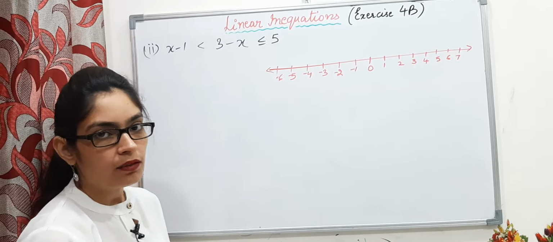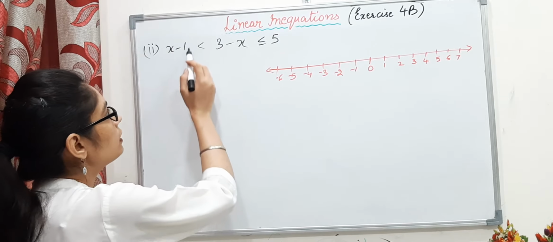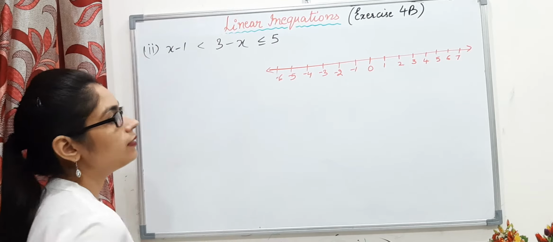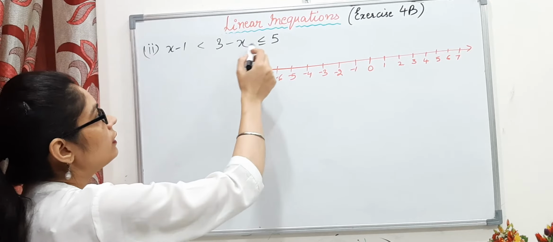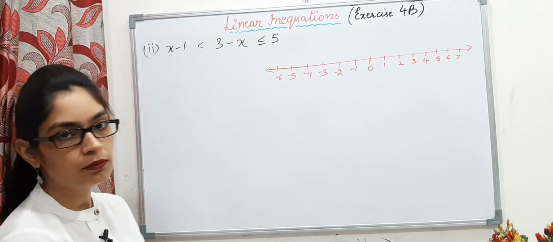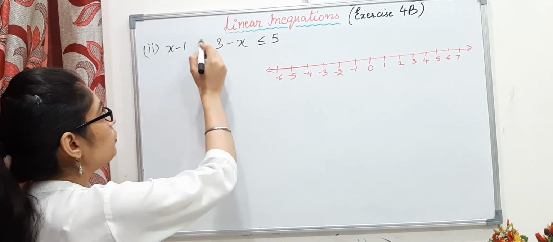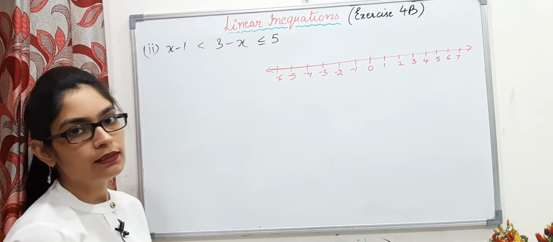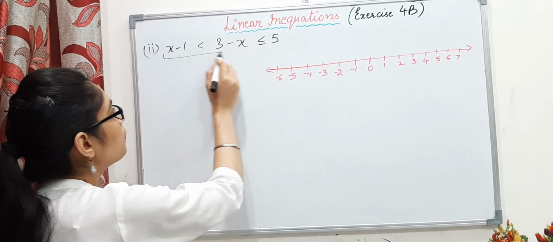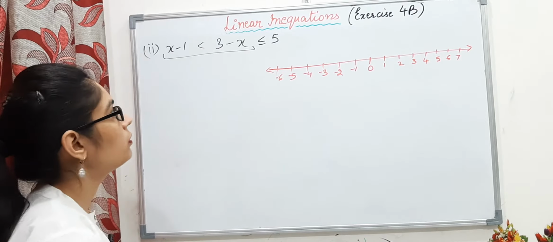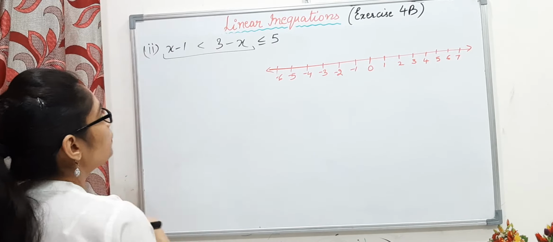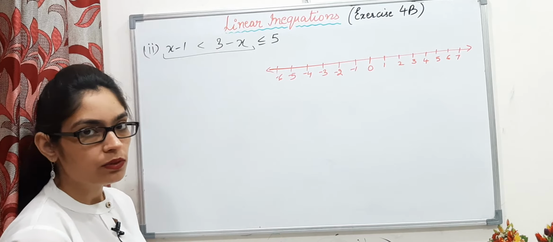In the second part of the third question, it's given x minus 3, x minus 1 is less than 3 minus x is less than or equal to 5. So 2 times the sign of inequality is there, so we can solve it part by part. First this part we will solve. Solve means we are finding the values of x.